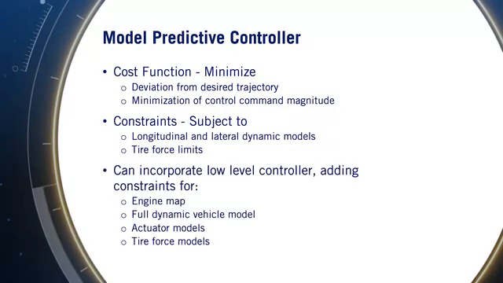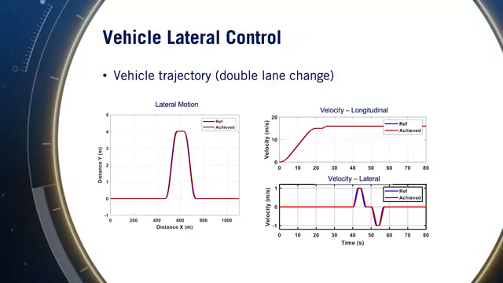These costs and constraints define the optimization used in our example, which then gets converted into actual vehicle commands by the low-level controller. It is also possible to incorporate the low-level control into the MPC optimization, which would involve including as constraints the engine map, full vehicle dynamic models, actuator forces, and tire force models. The result is a large optimization problem that may be challenging to solve in real time. But let's have a look at the results.